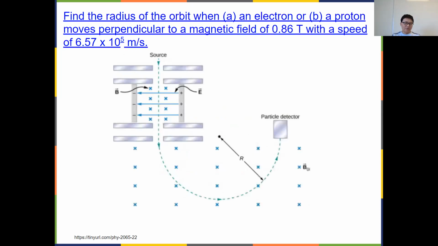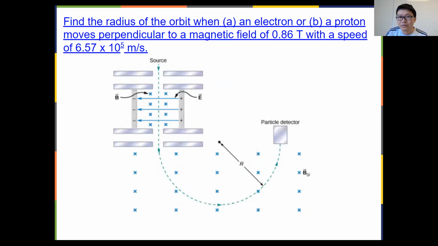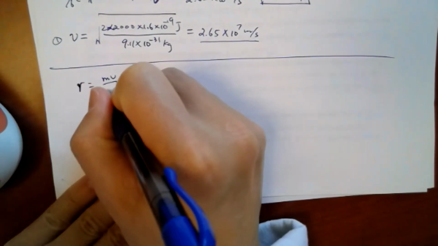Okay, so let's take a look at a real example here. It says find the radius of the orbit when an electron... It's blocking here, so I will stop sharing so I can see the first line of the problem. So it says if you have a proton and electron going through this device, what will be the radius of the two? You're going to apply the same equation, R equal to mv over qB.